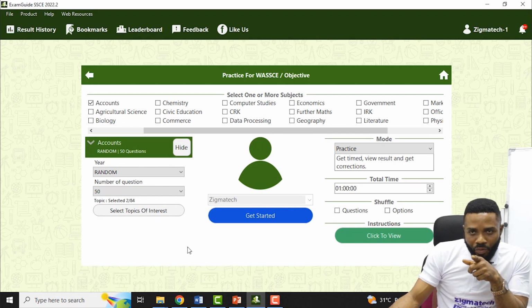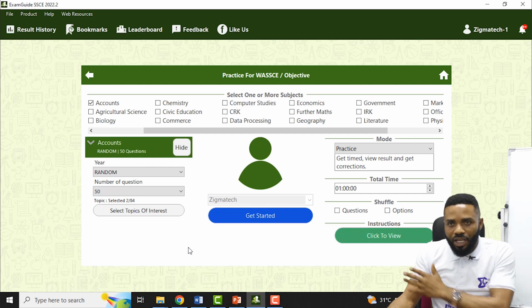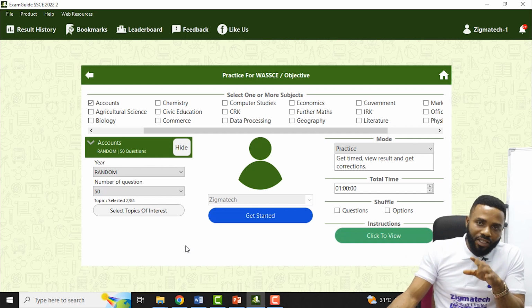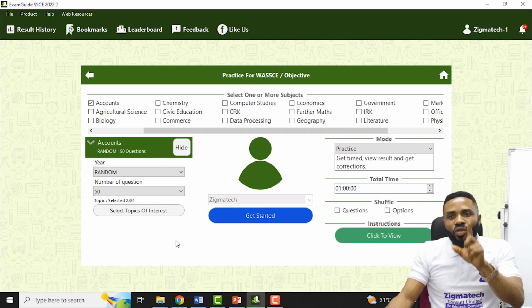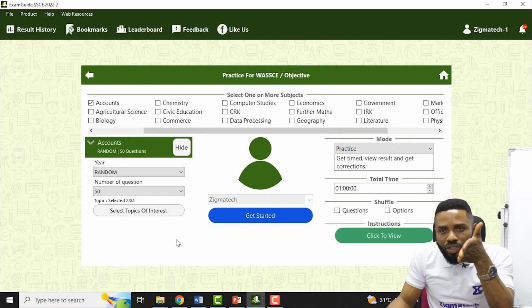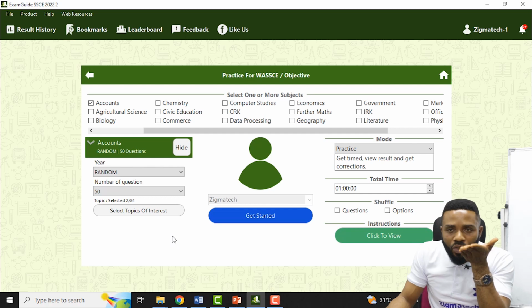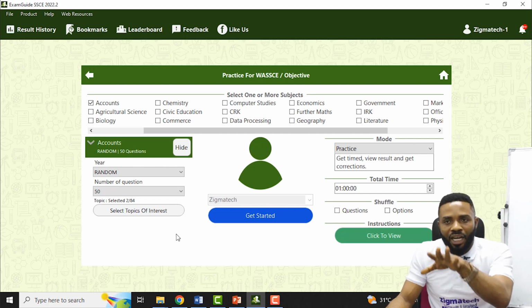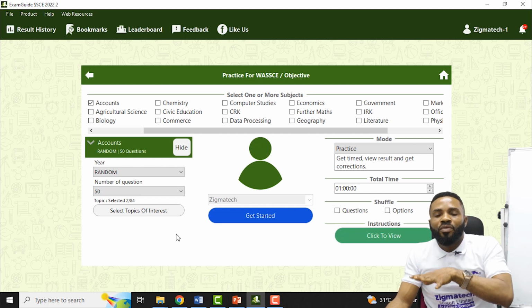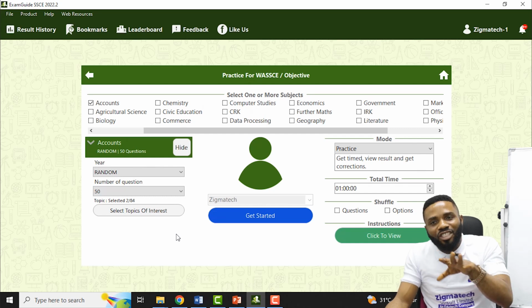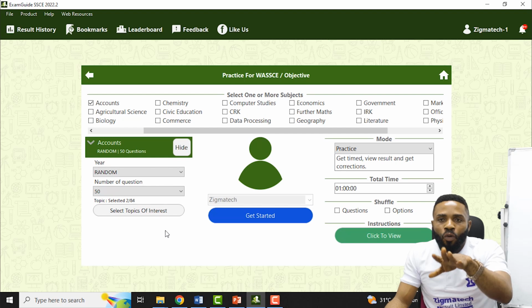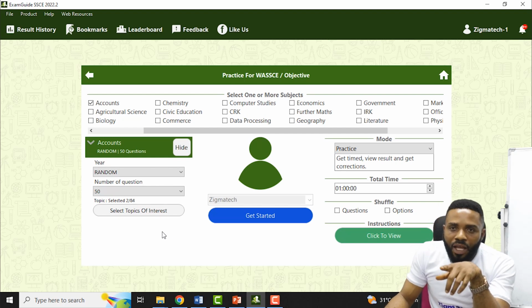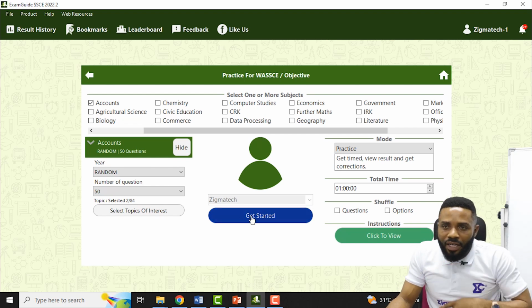Now, if you get to where we are now, you see different subjects. Our area of interest is account. That's why you see I have clicked on account. And then once you click on account, you see options there. You see the year. When you get to the year, you choose random, because at that point, the questions that relate to what we have said so far will pop up. And then once you have clicked on random, you can now get started.